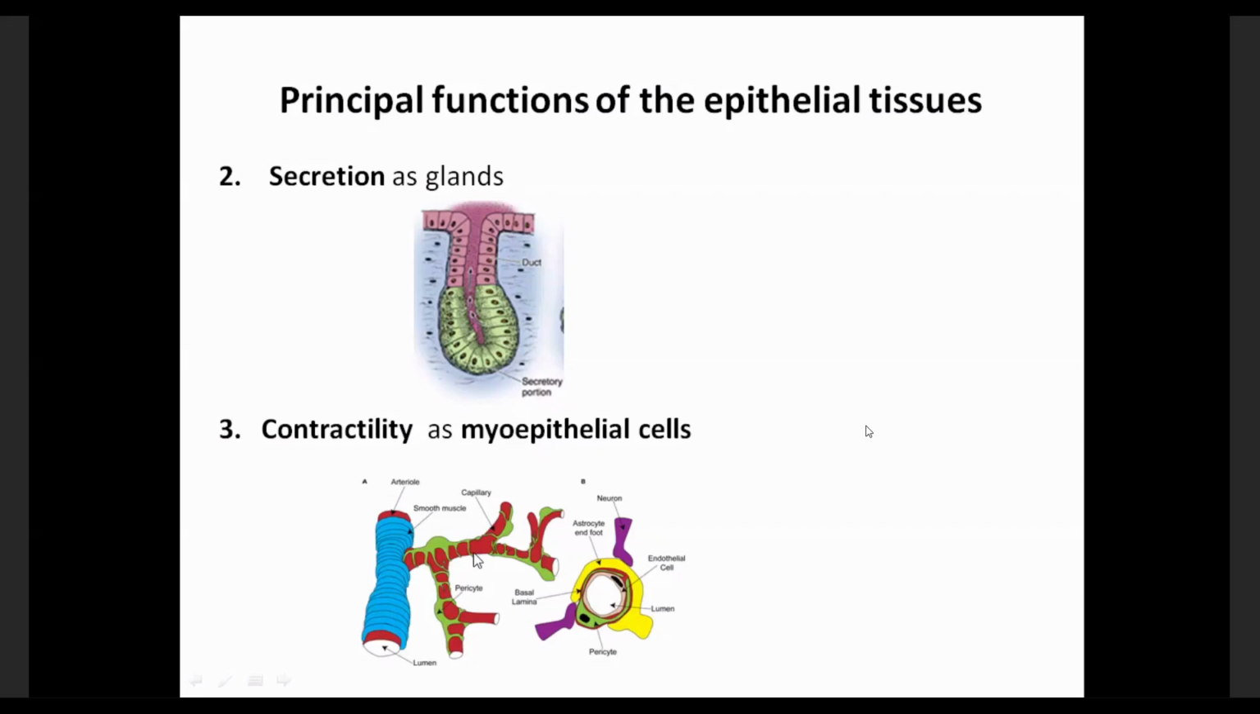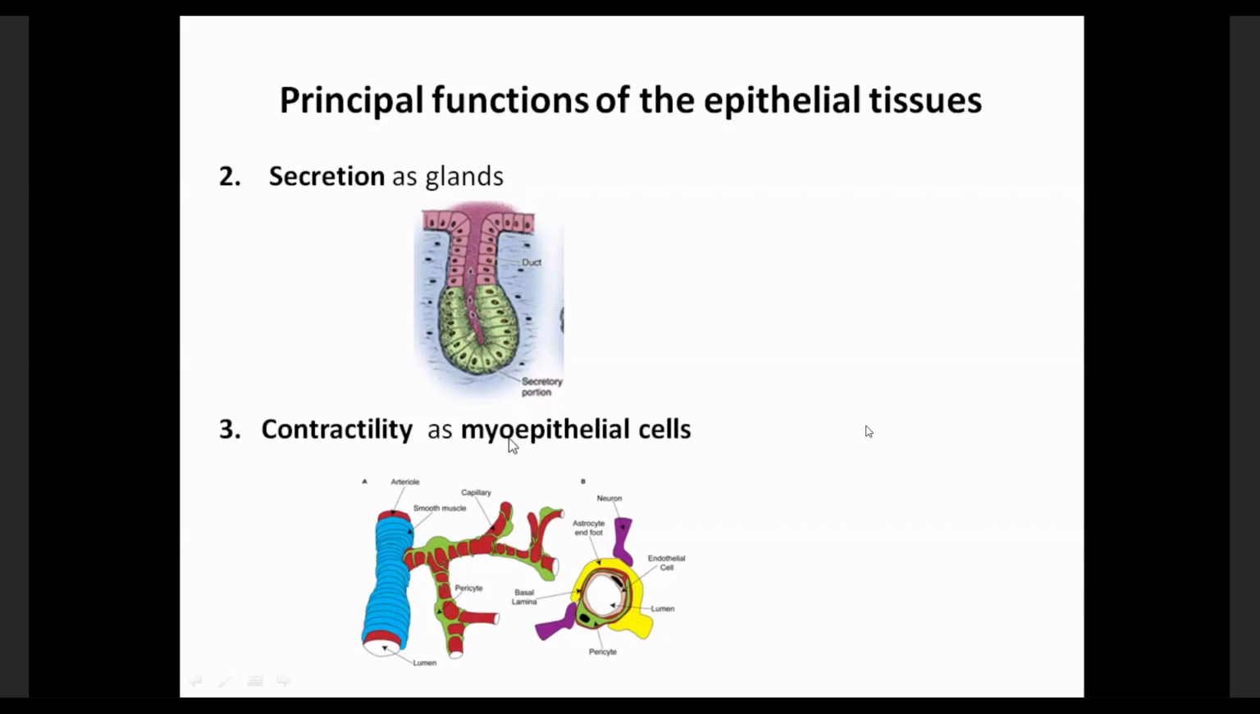And by surrounding this capillary, it offers, one, support. Second, because it contracts, when it contracts, the flow of blood in the capillaries would be regulated. So in this manner, some small number of epithelial cells are functioning as contractile cells. We call these myoepithelial cells. Myo refers to muscle. They are epithelial cells which are acting like muscle.